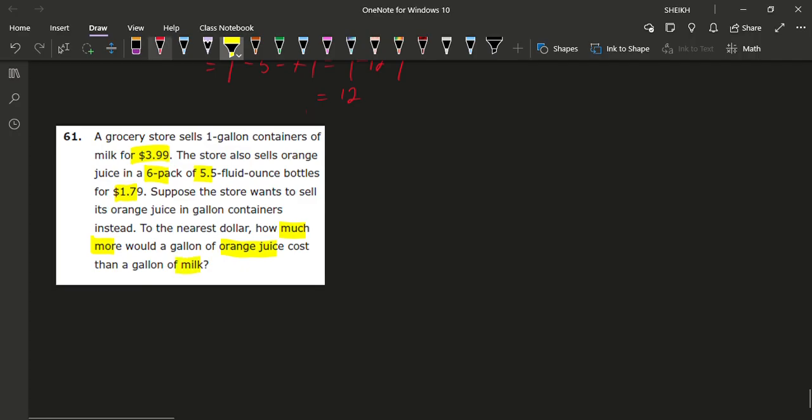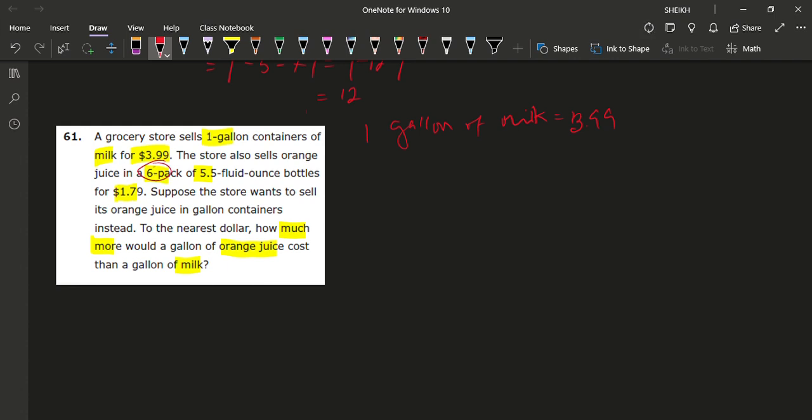Well, we already know that a gallon of milk costs $3.99. So please write it down. So 1 gallon of milk is $3.99, right? So we need to find the cost of a gallon of orange juice. But it's a 6-pack of 5.5 ounce bottles.